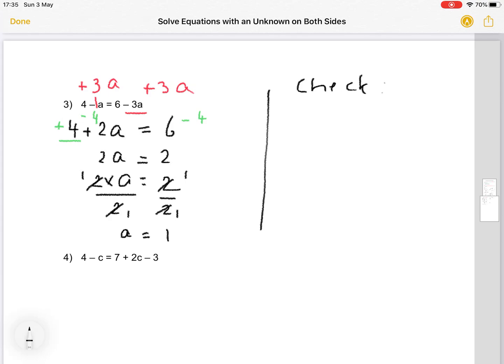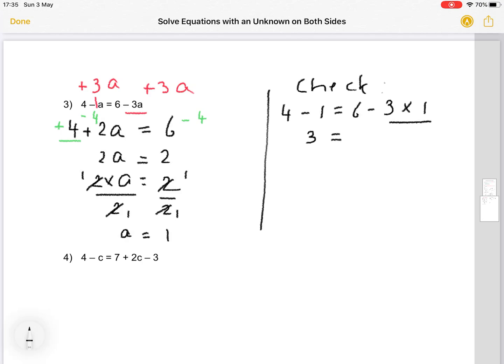I substitute a with 1 wherever there is an a. So on the left hand side I have 4 minus a, so I'm going to write 4 minus 1 equals. On the right hand side I have 6 minus 3a, 3 times a, so I'm going to write 6 minus 3 times 1. On the left hand side, 4 minus 1 is equal to 3.